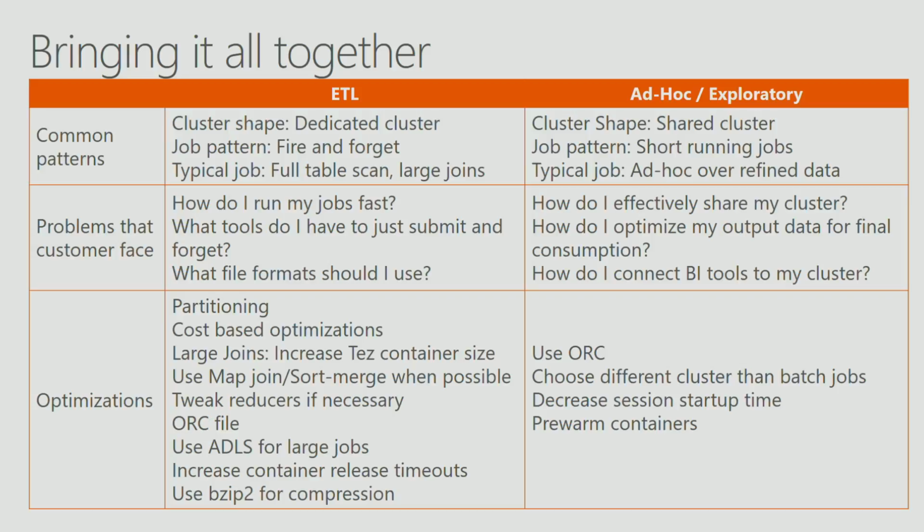Pretty much all the same things can also be done for interactive, ad hoc and exploratory queries. But the ones that will make the biggest difference are: use ORC, because again, it'll make every query faster, and choose a different cluster than for batch jobs. You should really have two clusters. One of the things that HDInsight brings is you can create two separate clusters, both pointing to the same storage and the same metastore. It seems like it's the same cluster, but now you have two dedicated resources. They're not contending with each other.